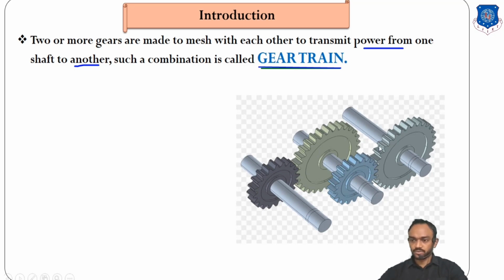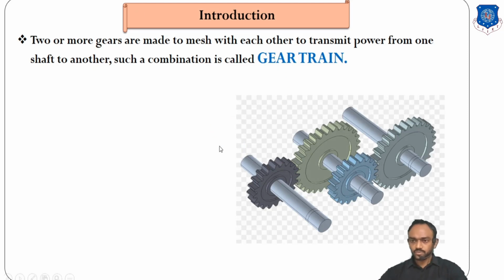You can see in this figure, this is the driver shaft, and there are two intermediate gears connected in between them, and this gear number 4 is the driven or follower. So we want to transmit power from this shaft number 1 to this shaft number 4. So we can use two or more gears, then it is known as a gear train.